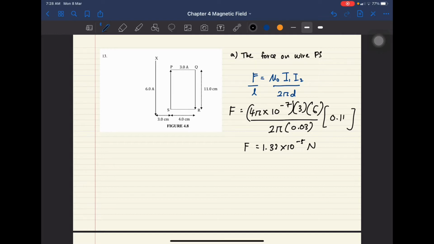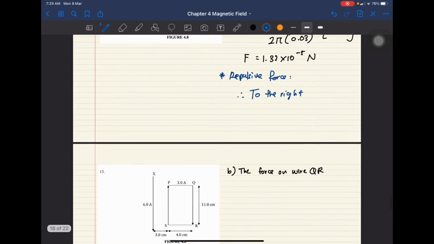Okay, so because this is a repulsive force, therefore the direction on the wire of PS is to the right. If you're talking about this wire X, it is to the left, but in this case for wire PS, it is to the right. Okay, next question B.